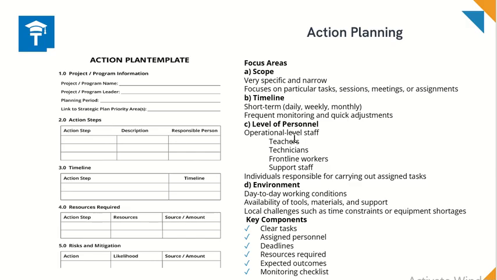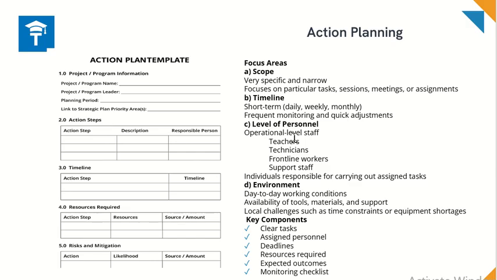Then the level of personnel needed is the operational level staff, like the teachers, the technicians, the frontline workers like the secretary, etc., and the support staff, like the clerk, the bursar, etc. Individuals responsible for carrying out assigned tasks. Then we need the environment. The environment is the day-to-day working condition. So it's a repeated condition.